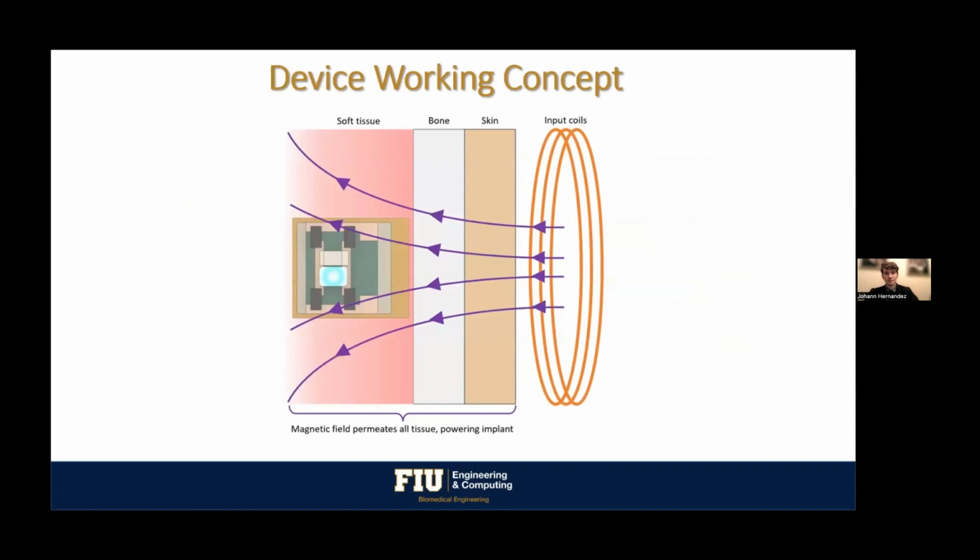So when it came to the working concept of the device, to explain it quickly, you have external input coils, one being AC and one being DC, that provide an AC field and a DC magnetic field to the device. Now, magnetic fields can permeate all tissue with no problem or impedance, which is really useful for this application and why we use the magnetoelectric implant.